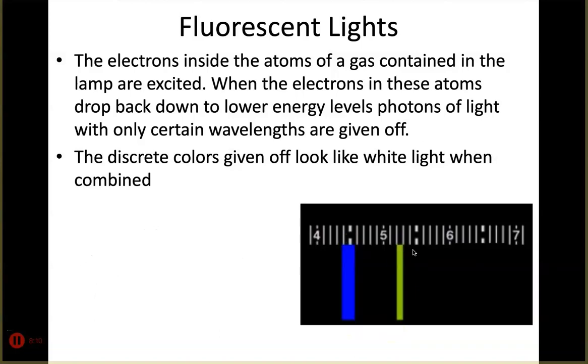So when you see these two lines here on the figure, that means this is coming from one energy level, and maybe the electrons jump to a different energy level, and so it's higher in frequency. It's a different color.